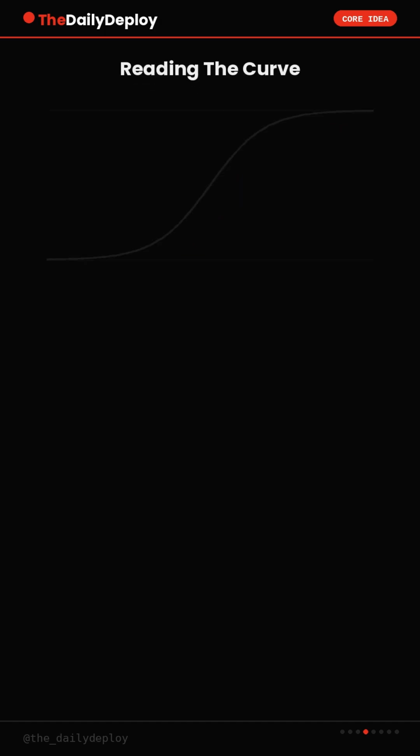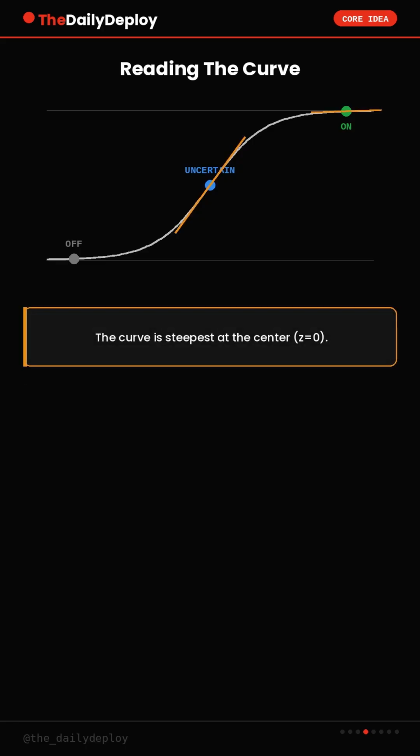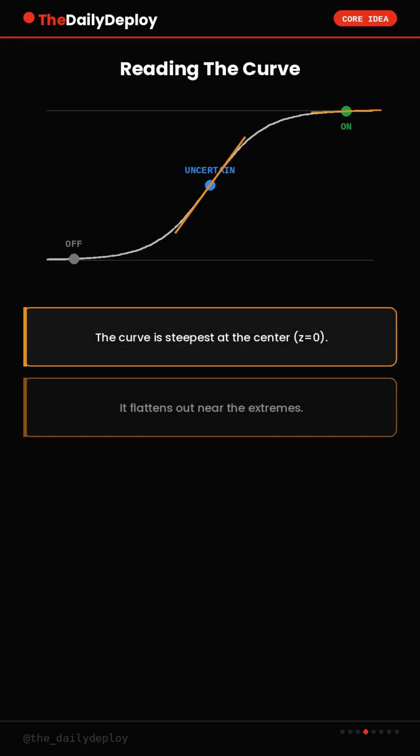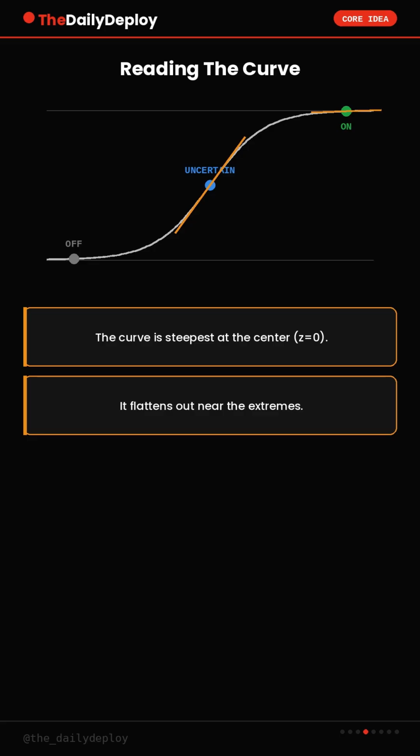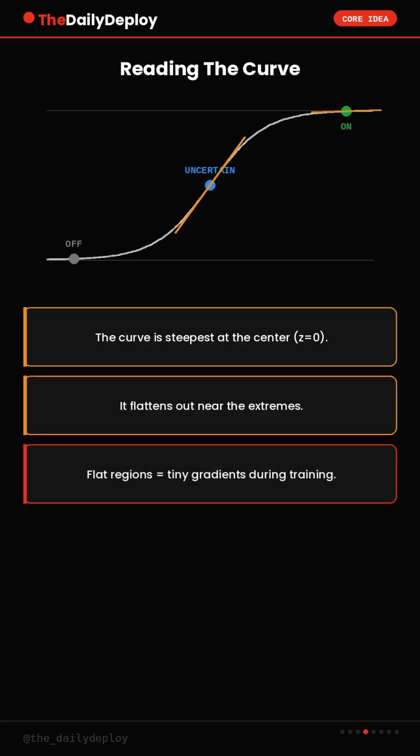Here's how to read the curve. Values near 0 mean the neuron is mostly off. Values around 0.5 mean the neuron is uncertain. Values close to 1 mean the neuron is strongly on. Notice that the curve is steep in the middle, where small changes in z make a big difference. Near the edges, the curve becomes almost flat, so even large changes in z barely affect the output.